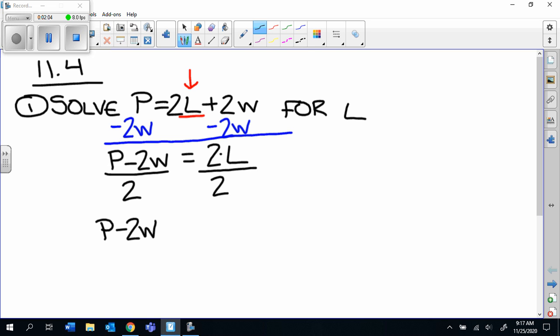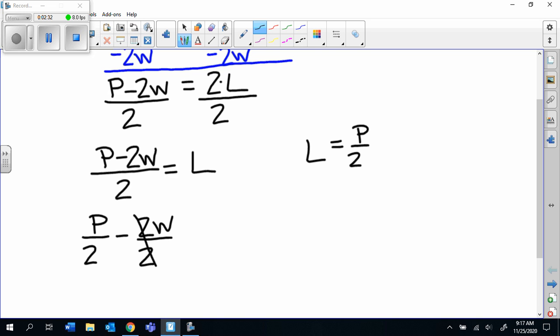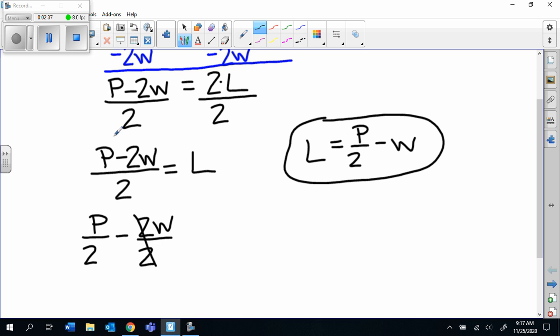Of course, MyMathLab has proven to be slightly trickier sometimes in how they want their answer format. So if you are required to split it, it would be P over 2 minus, and then if you have 2W over 2, then those 2's would cancel out. And so your final answer would look like this. To me, this is a perfectly acceptable form of the answer as well. All right, next one.